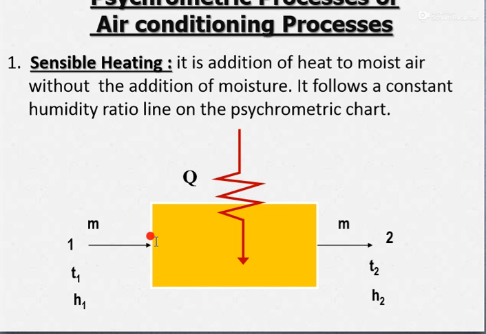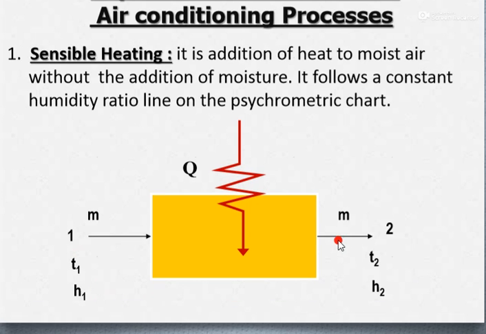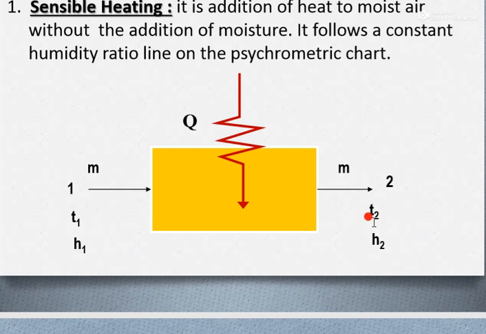Let us consider a heating box or a heating space in which a heating coil is given with the red color. You are seeing the Q amount of heat is being added in this heating space. From one side of this heating space, air is going inside, and from the other side, air is coming outside. So at point number 1, the temperature of air is T1 and the enthalpy is H1, and at point number 2, the temperature of air is T2 and enthalpy is H2.